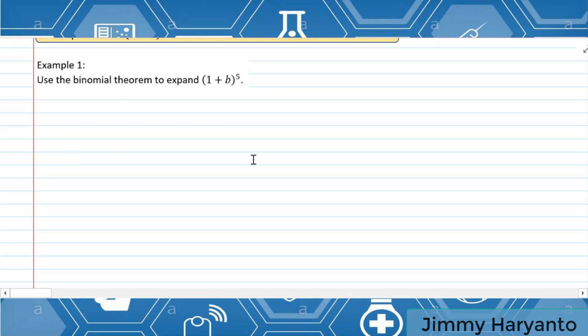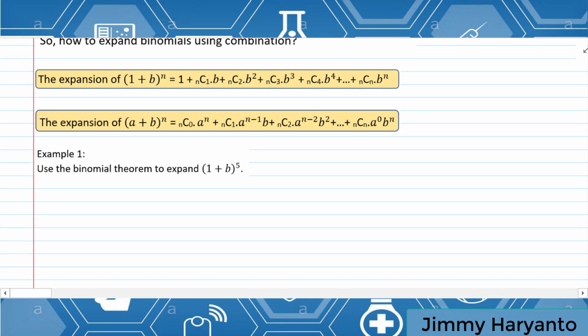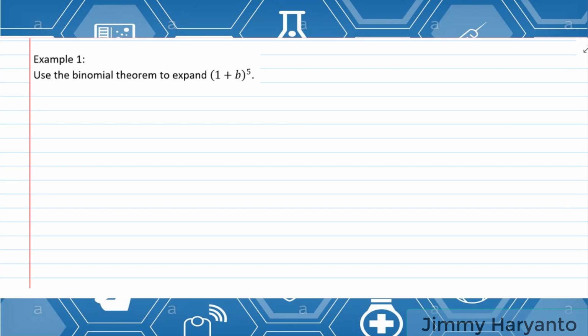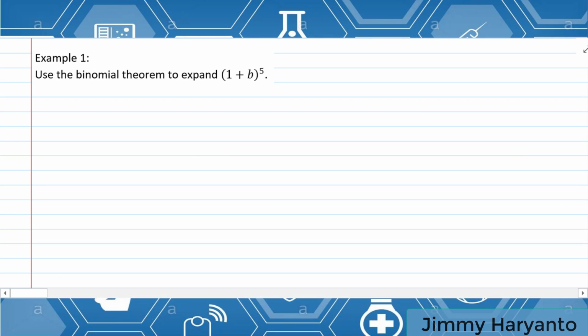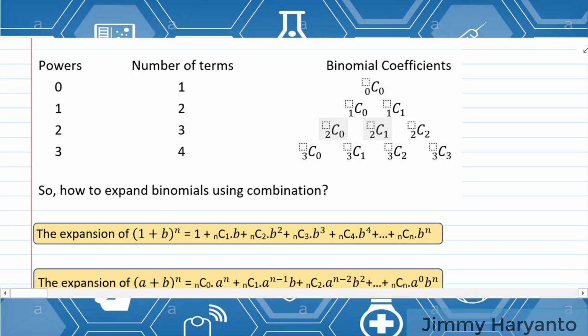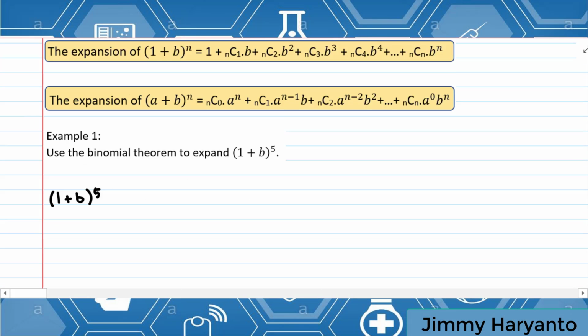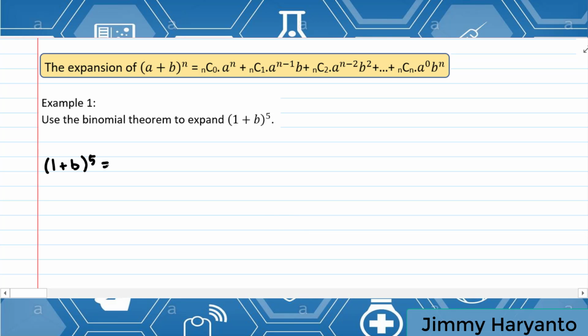Example 1: use the binomial theorem to expand (1 + b)^5. Without using this formula, I can teach you how to expand any binomial. So, (1 + b) to the power of 5. If the power is 5, we have 6 terms, right? So we will prepare the combinations first.